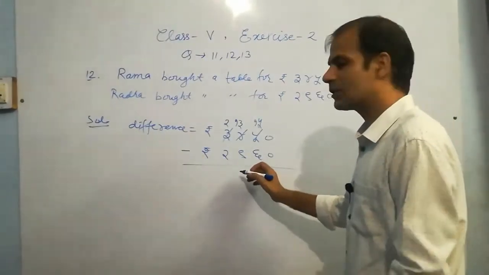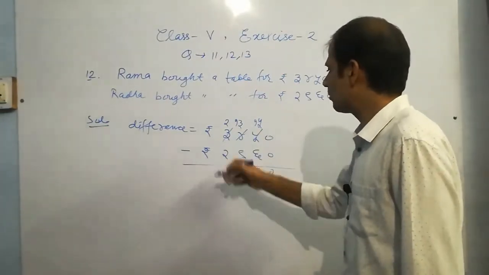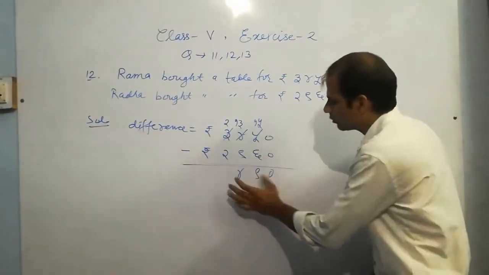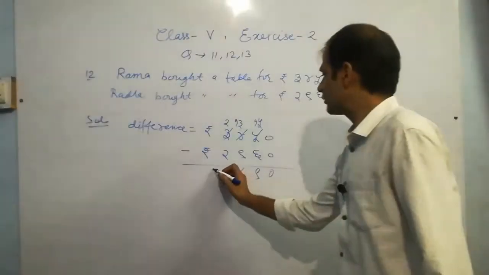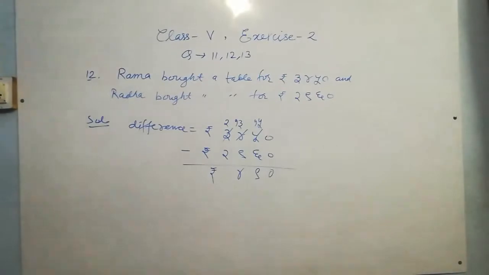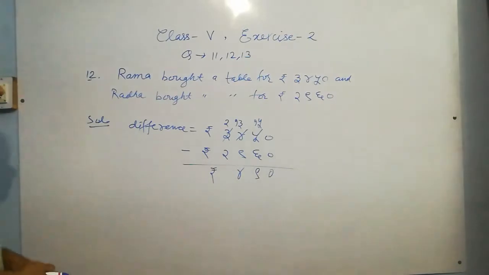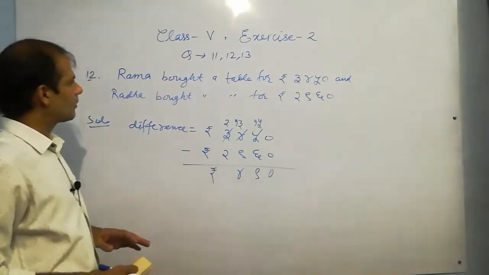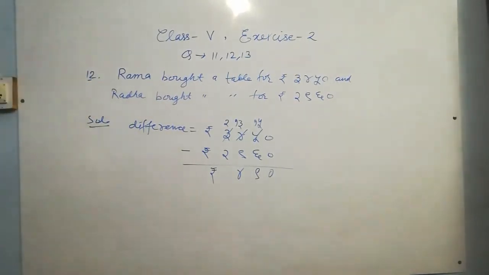Now 13 minus 9 is 4 and 2 minus 2 is 0, so no need to write 0, and the answer is 490. So this is the answer of question number 12. The answer is 490. I hope you understood. Pause the video and note it down. The answer is 490.